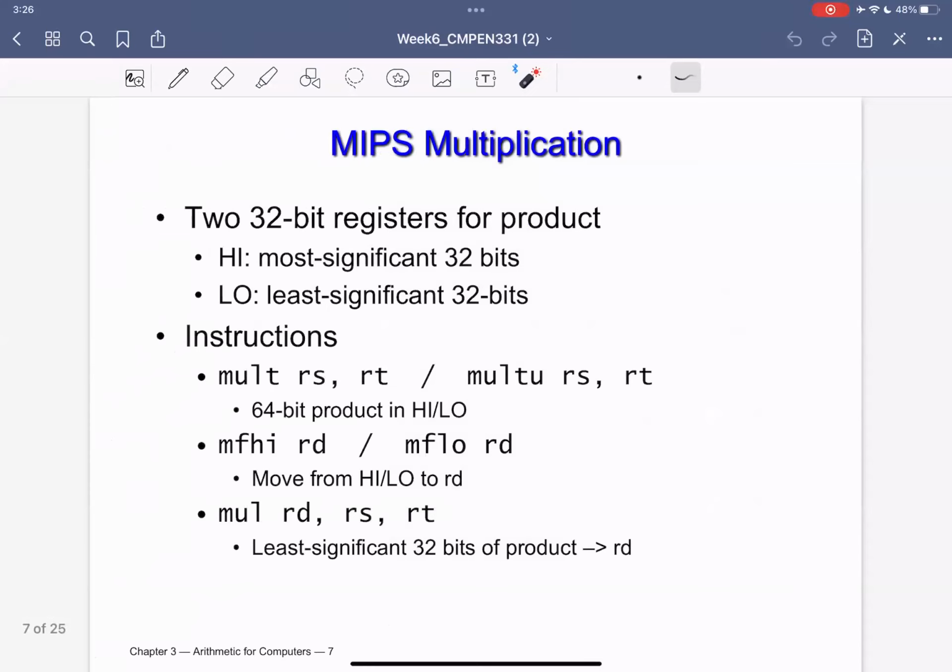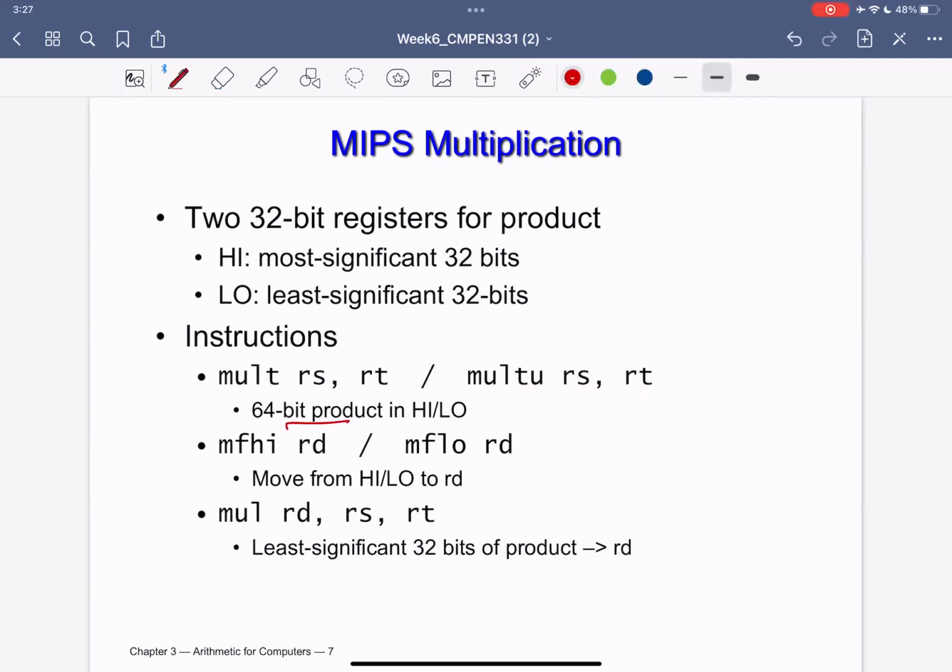So how would we be able to implement something like that in MIPS? Suppose that I have MIPS and I would like to multiply whatever is in RS with whatever is in RT. So I write mult RS RT or multu RS RT. Interestingly, the product can be up to 64 bits.